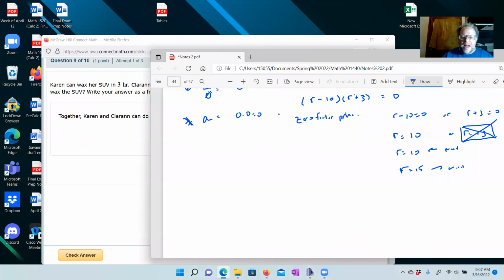Okay, so what happens in 1 hour? Karen gets done 1/3 of the job, and Claren gets done half of the job, right? It takes 2 hours. After 1 hour, she's halfway done. So what is this going to be? Multiply top and bottom by 2. So this is going to be 2/6 plus, multiply top and bottom by 3, 3/6, and we're going to be 5/6 of the way done.